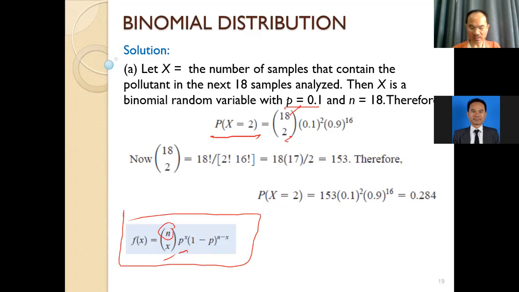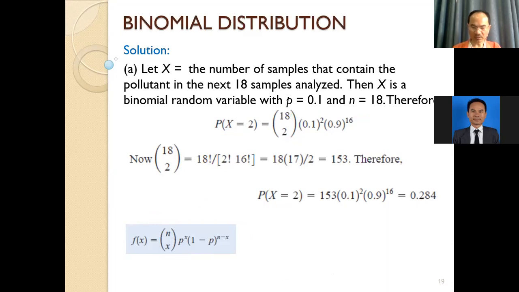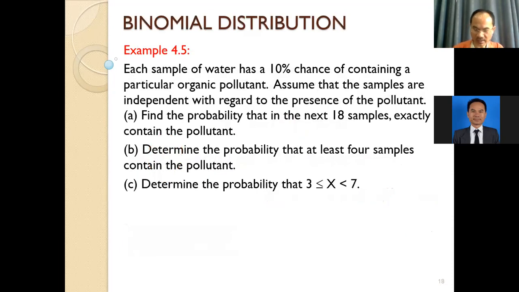We substitute n equal to 18, x equal to 2, p equal to 0.1 into this equation, and we get this. Using the definition of the factorial term, you get the probability that x equals 2, that 2 samples contain the organic pollutant, is 0.284, about 28.4%. Okay, for the second question, at least 4, x greater than or equal to 4.